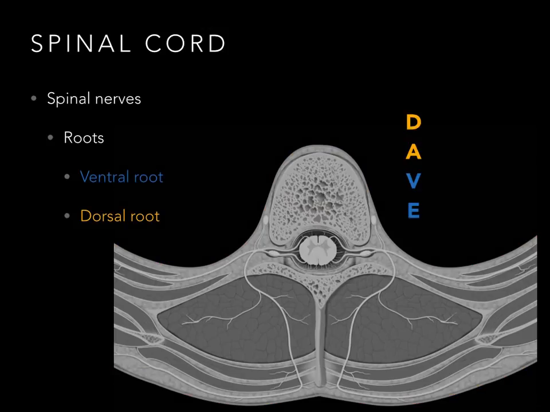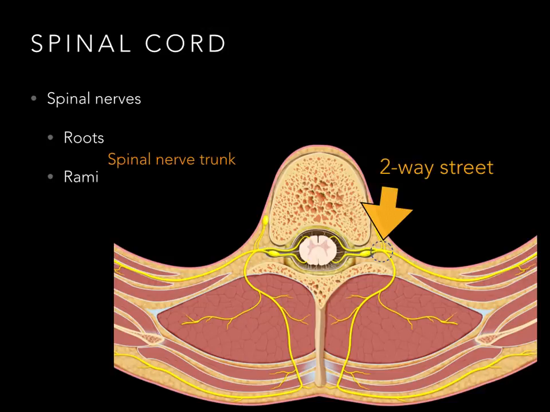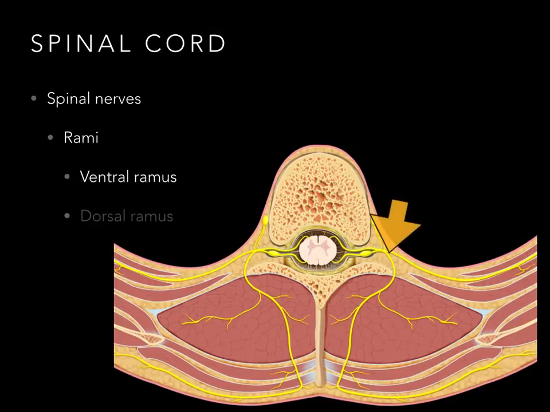The way to remember this is the abbreviation DAVE, where the dorsal root is bringing afferent information in, and the ventral root is taking efferent information out. Just remember DAVE. So let's take a look now at the spinal nerve trunk. And there we have that spinal nerve trunk. The spinal nerve trunk is what joins the roots and the rami. This is a two-way street. So now we have both sensory and motor information collectively. Two-way street. So let's take a look at this ventral ramus.